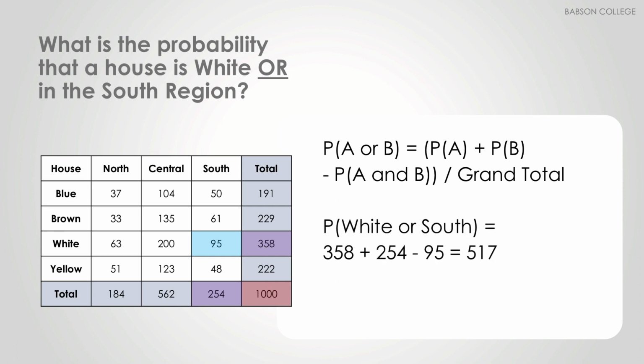So the marginal total for probability of white is 358. We add the probability of south, margin total of 254, and then we subtract out the intersection, 95, which works out to be 517 over 1,000, which equals 0.517.